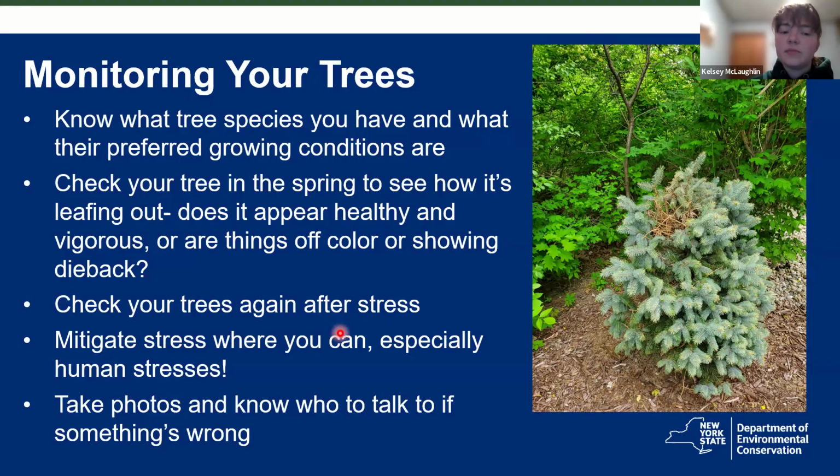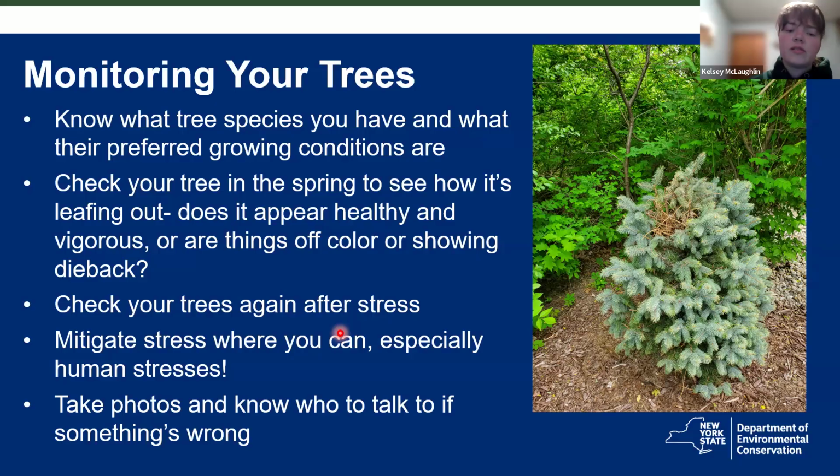Mitigate stress where you can, especially human stresses. Again, just throwing down some mulch, preventing that weed whacker disease, preventing compaction where you can, avoiding trampling the roots or moving soil around the roots of your trees. These are all things that are going to help your tree remain healthy longer.